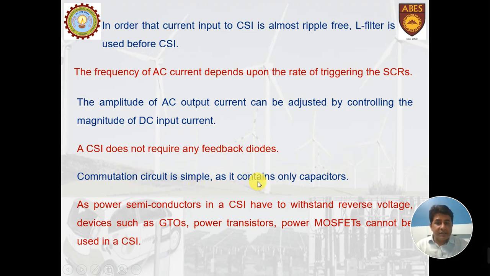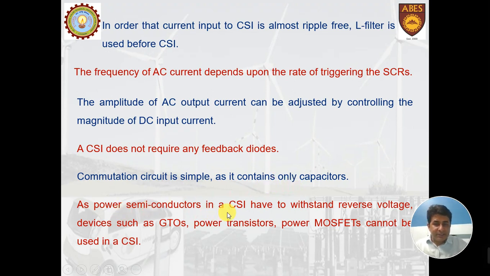The commutation circuit is simple as it contains only capacitors. You will find in current source inverters, we use capacitors. These capacitors provide the commutation to the thyristors. So we need not have the bulky commutation circuits as we used to have in a VSI.